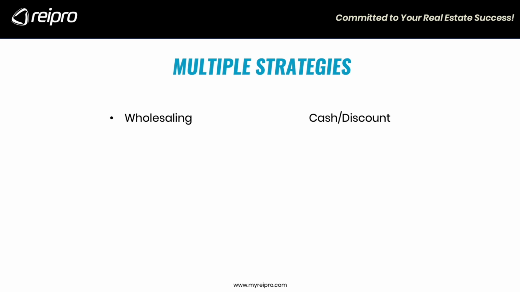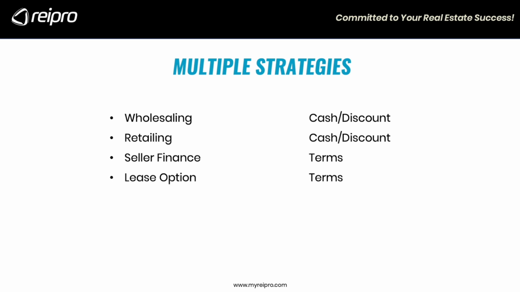So multiple strategies. The very first one we want to talk about is wholesaling, and this would be at a cash or discount price. Retailing would be the exact same thing, cash at a discount price. Seller finance would be considered a term strategy. Lease option, a term strategy. With understanding multiple strategies, you have the best of both worlds.